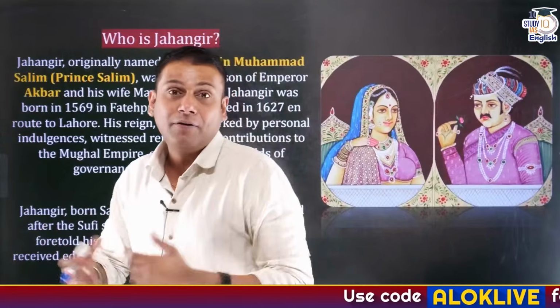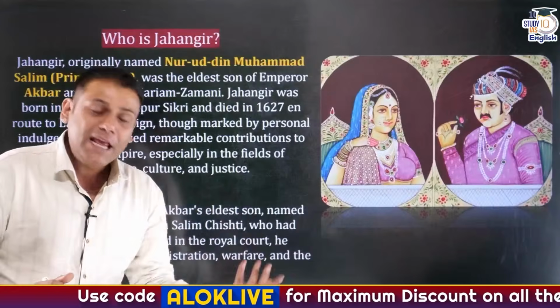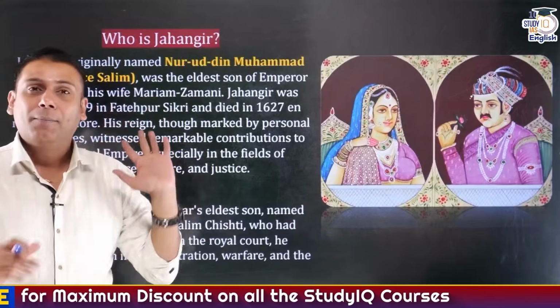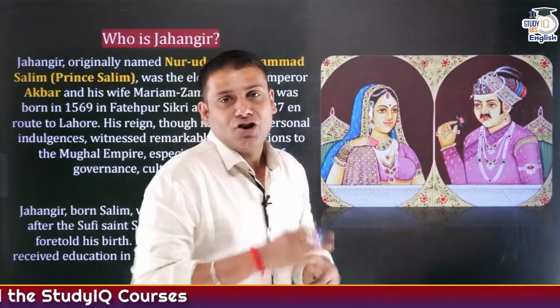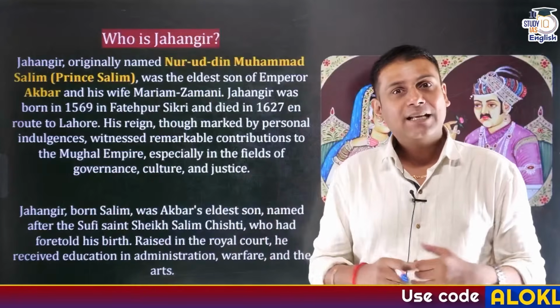Jodhabai ji was referred to as Maryam-uz-Zamani. So Salim, or Jahangir, was a son of Jodhabai and Akbar. Akbar was a disciple of one of the Sufi saints, Sheikh Salim Chishti. He was a saint of the Chishti silsila.